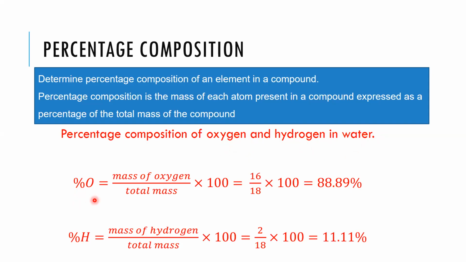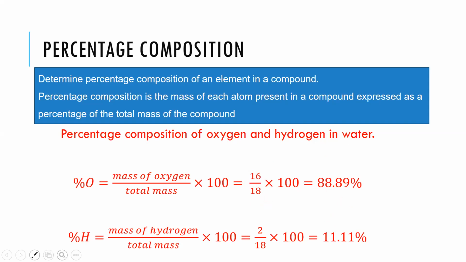Then you can write an equation like this. Percentage of oxygen is equal to the mass of oxygen divided by the total mass of the compound, times 100. So the mass of oxygen in one mole of water is 16 grams, divided by 18 grams for one mole of water, times 100, which gives us 88.89% if you use your calculator.